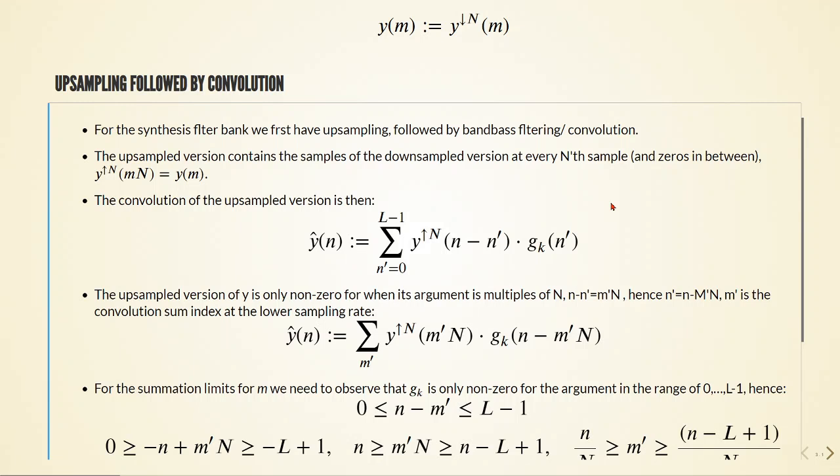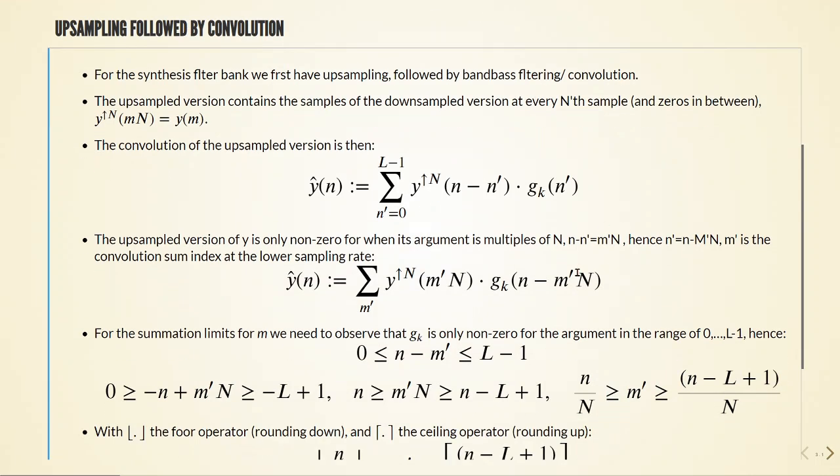So the upsampled version of y is only non-zero when its argument is a multiple of capital N. And we have that n minus n prime is equal to m prime times capital N, and hence n prime is equal to small n minus m prime times N. And here m prime is the convolution sum index at the lower sampling rate.